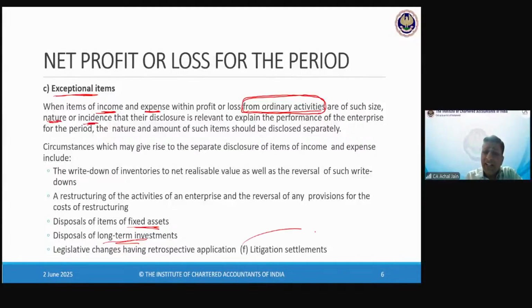Any litigations got settled, significant amount. If there is any write down of inventory to NRV, or if there is any reversal of provision of inventory. So all of these are what? They are examples of exceptional item. Now for the exceptional and for the extraordinary items, as we discussed, for both of them, separate presentation is required in the P&L and disclosure is also required to be included in the financial statements.